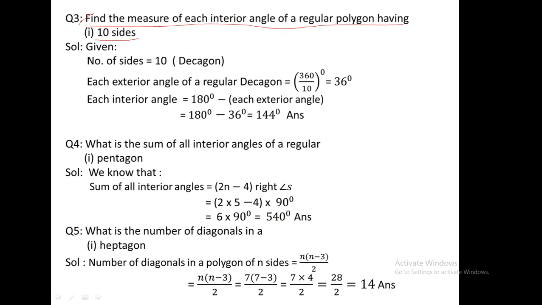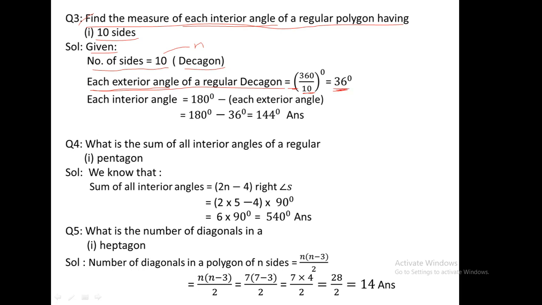Question number 3 says: find the measure of each interior angle of a regular polygon having 10 sides. So in the given part we have to write first, the number of sides is 10, already given, that is a decagon. We have to find the measure of each interior angle. So before finding each interior angle, we have to find each exterior angle. The formula for each exterior angle of a regular decagon equals 360 upon n, and we have to put the value of n as 10. So we write 360 upon 10. When we solve, it will come 36 degrees.